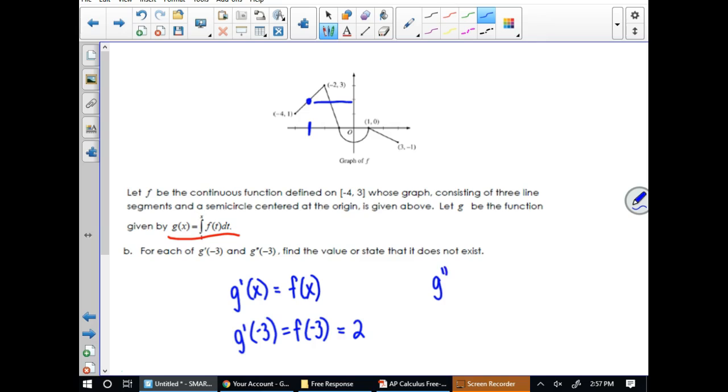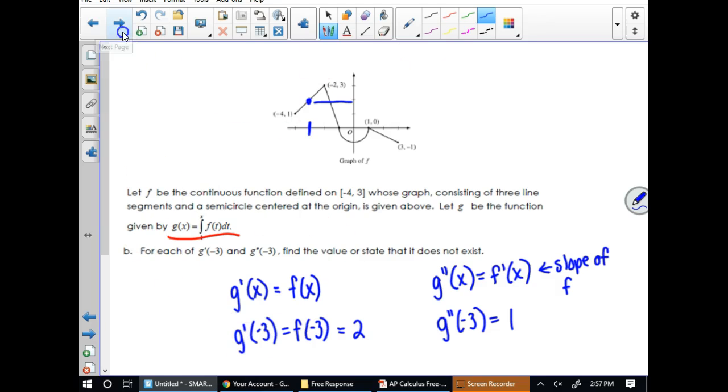G double prime of x is equal to f prime of x, which is the slope of f. So g double prime of negative 3 is the slope of this graph at negative 3. And the slope of this graph here is 1. So you see we're going up 1 to the right 1. So g double prime of negative 3 equals 1.